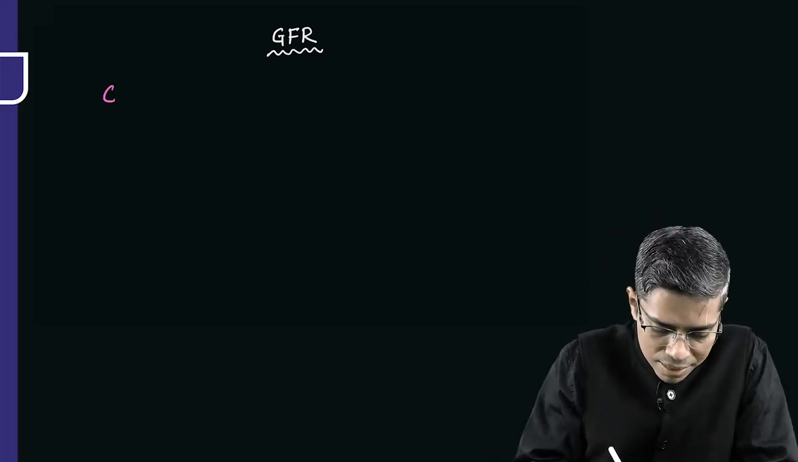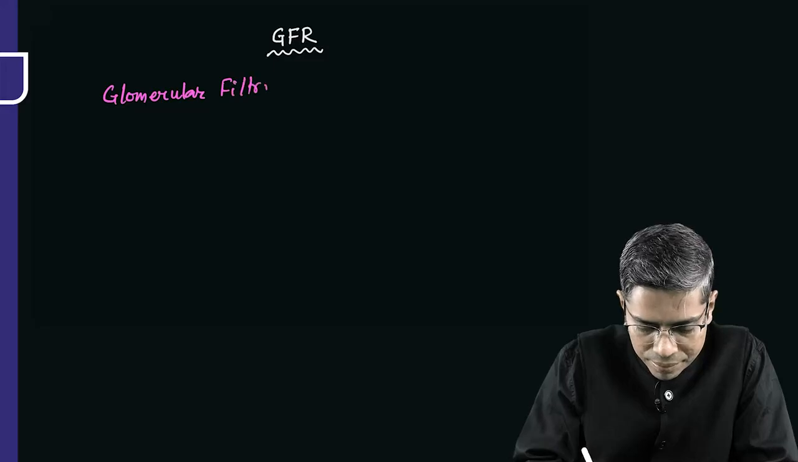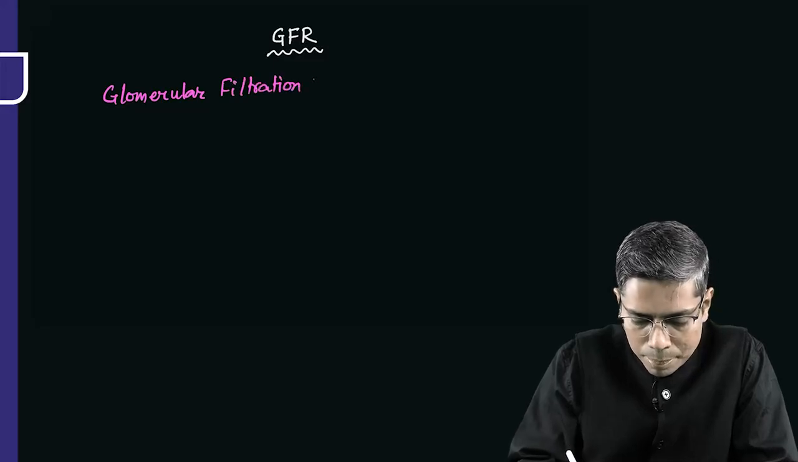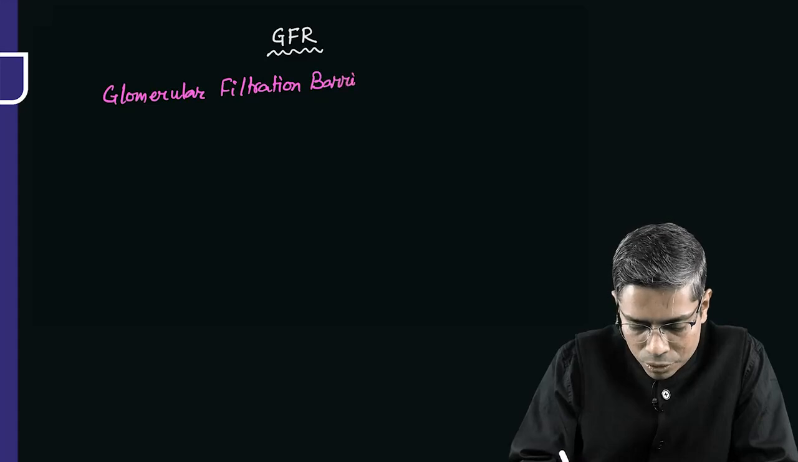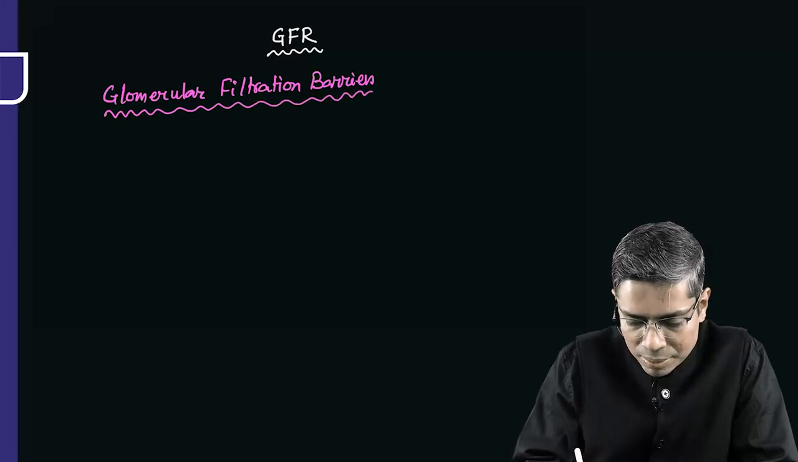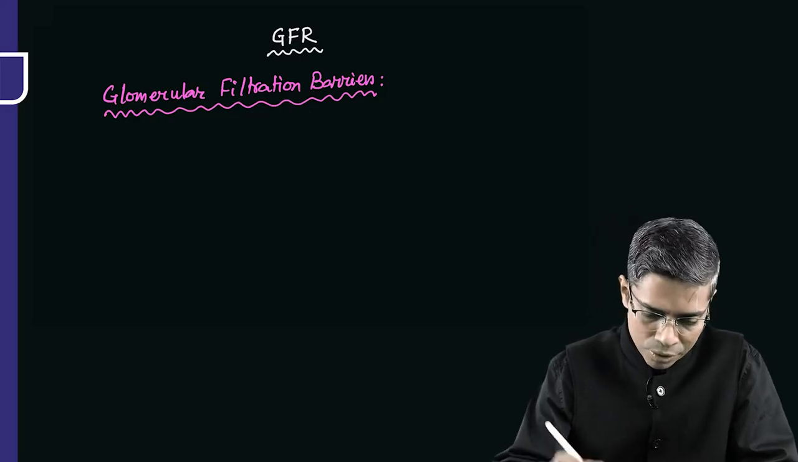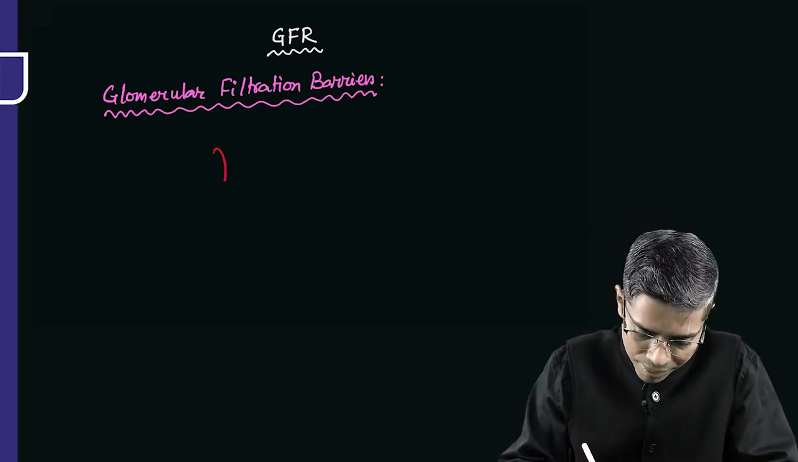The first thing that you have to understand is the glomerular filtration barrier. Okay, so there is a barrier through which filtration occurs at the level of glomerulus. That you have to understand, the structural part. So look at this diagram.